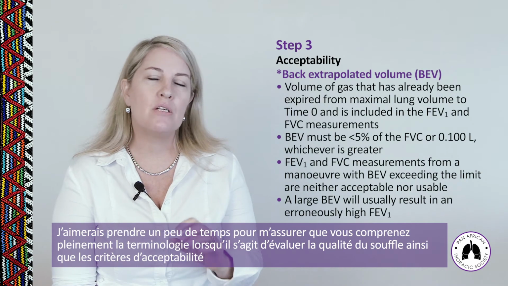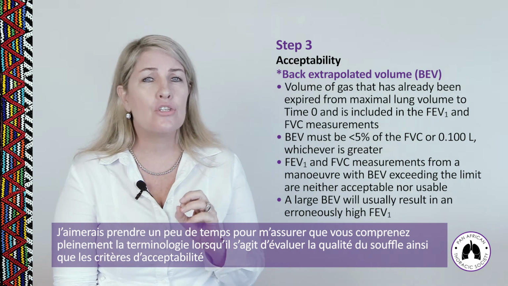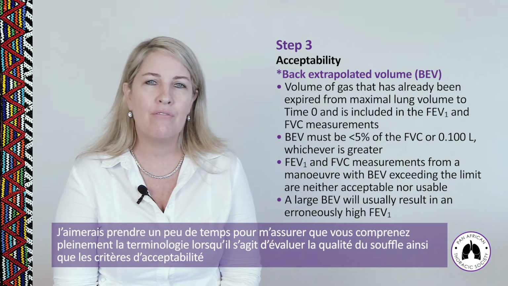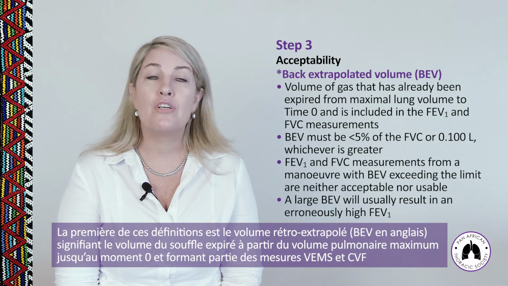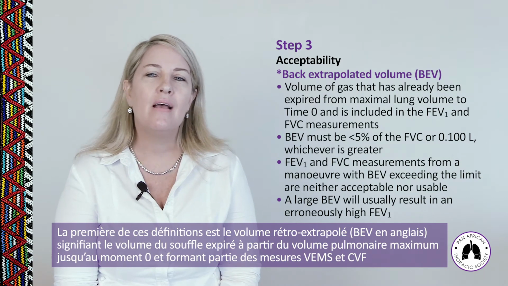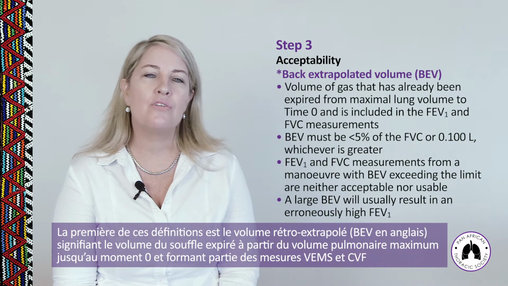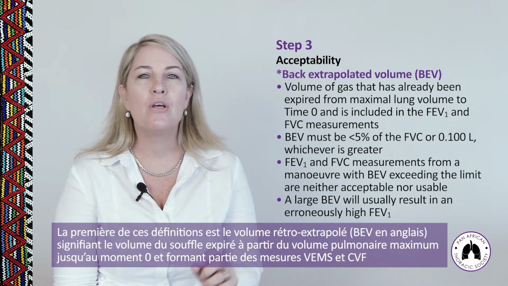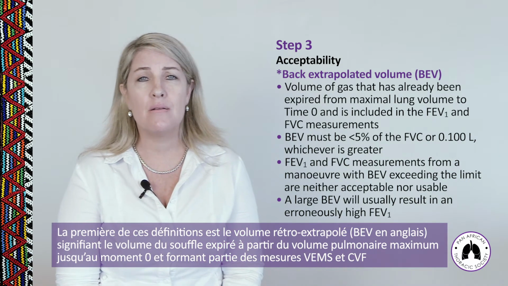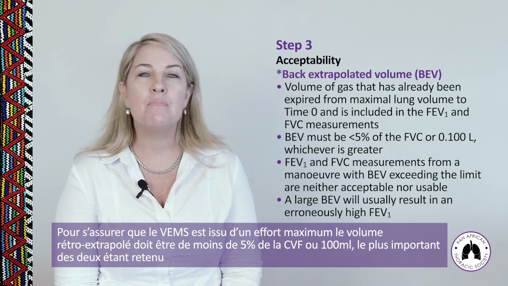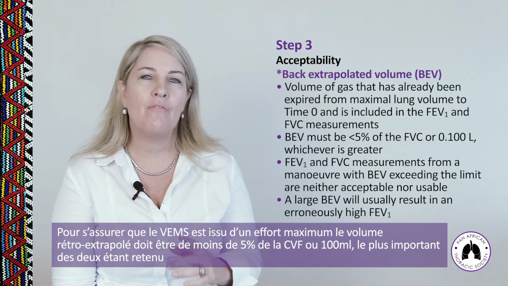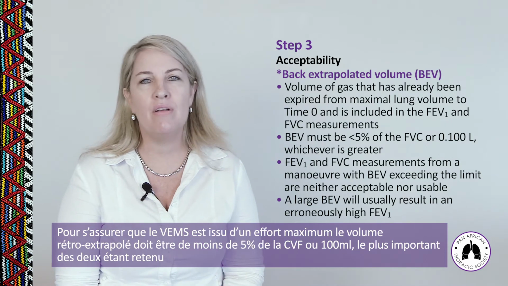I'd like to just take a moment to make sure that you fully understand the terminology when it comes to looking at the quality of the blow itself and understanding these criteria for acceptability. So the first definition that I want to go through, or abbreviation, is the back extrapolated volume. That's the BEV. And the BEV is the volume of gas that has already been expired from maximal lung volume to the point of time zero and is included in the FEV1 and FVC measurements. So to ensure that the FEV1 comes from a maximal effort, the BEV must be less than 5% of the FVC or 100 mils, whichever is the greater.